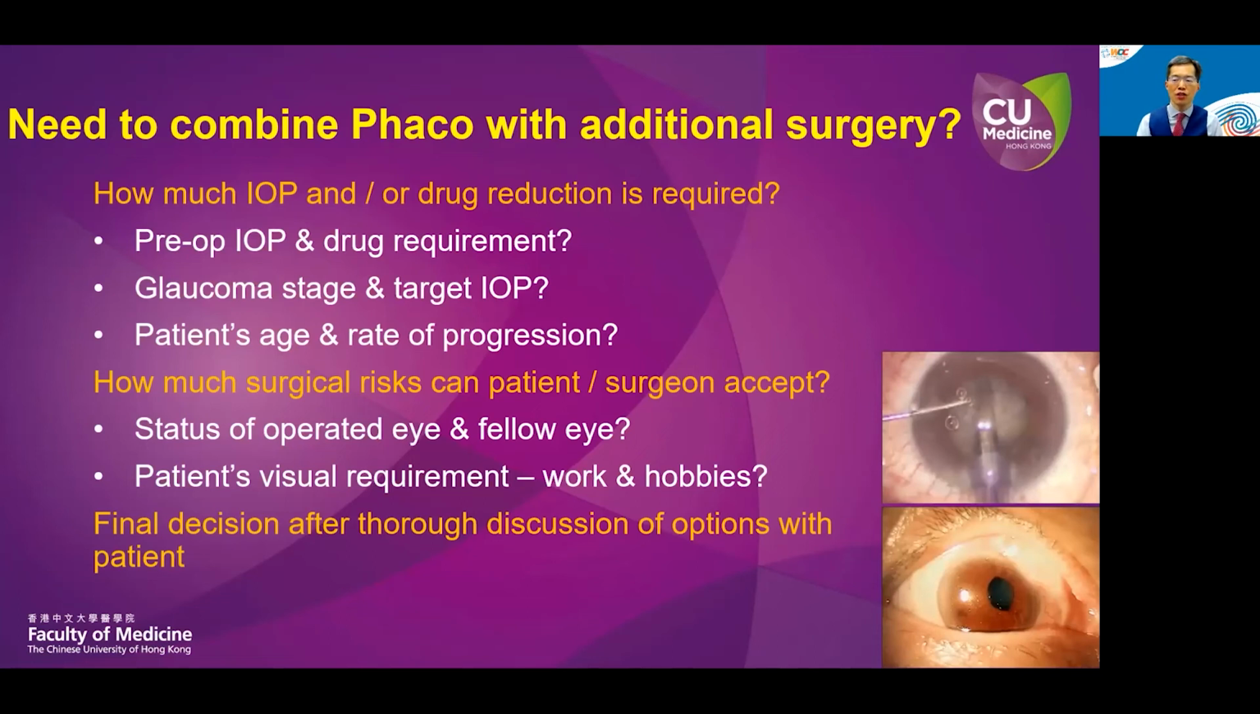You would also need to consider how much surgical risk the patient and or the surgeon can accept. And to address this, you would have to take into consideration the status of the operated as well as the fellow eye, and also the patient's visual requirement, taking into consideration the patient's work as well as hobbies. And then, of course, the final decision would have to be made after a very thorough discussion of the pros, cons, and risk of the various surgical options with the patient.